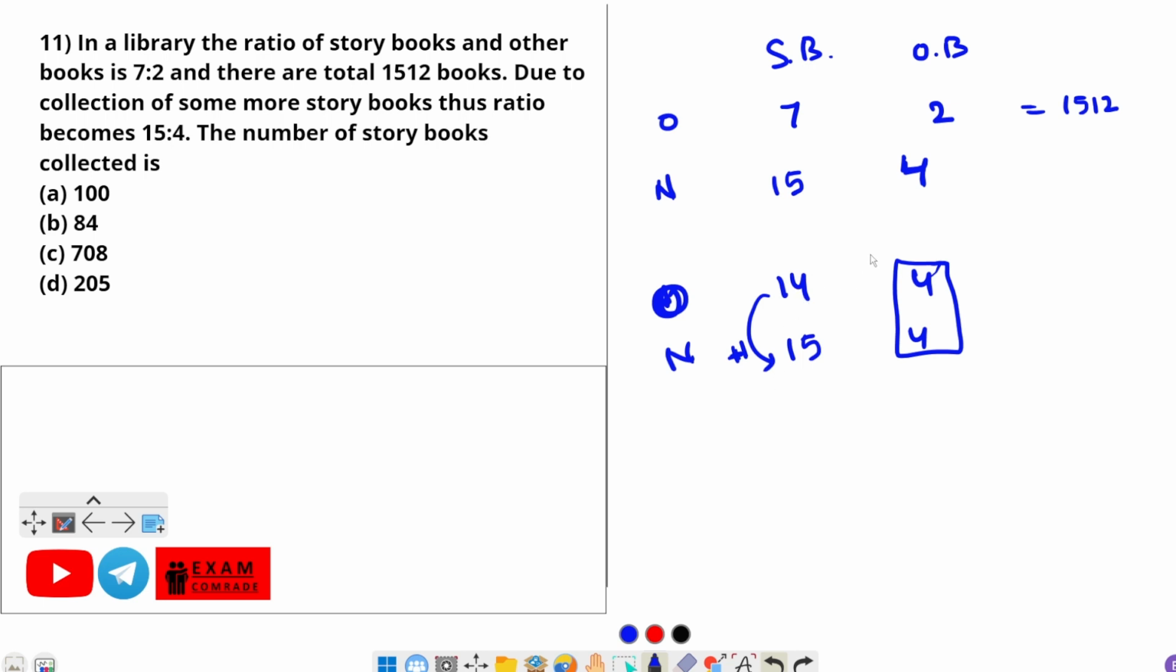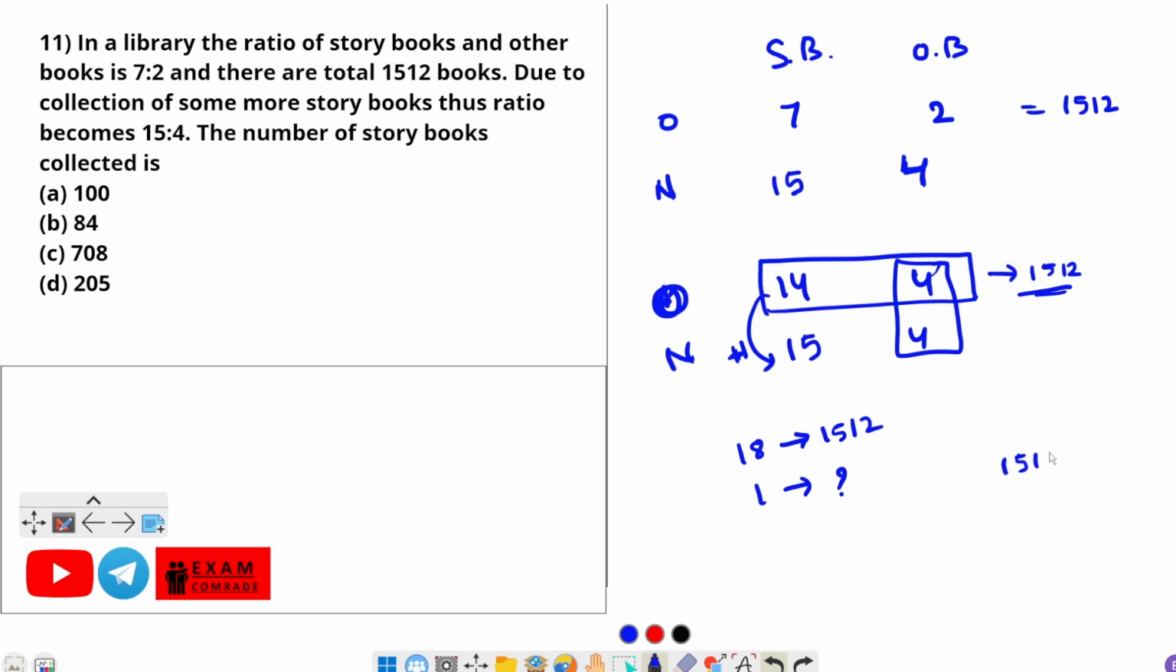So we know that initially there are 18 parts. 18 parts value is 1512. We need to find the number of storybooks added, so that is one part. 18 parts is equal to 1512. One part is equal to how much? That is 1512 by 18. 18 8s are 144. The remaining amount is 72, 84. Okay, the answer is B.